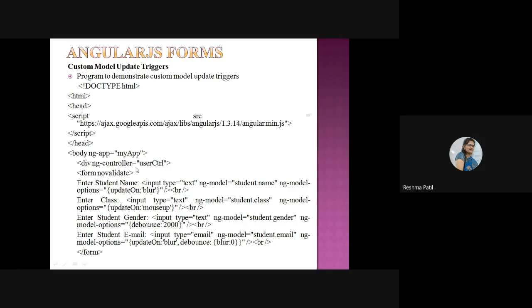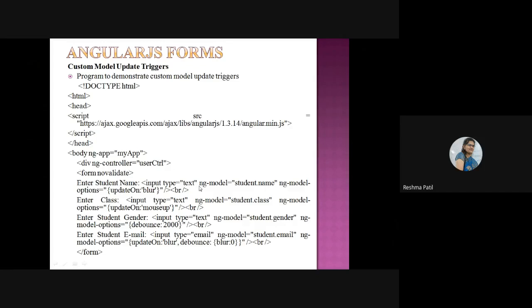Inside this form, I have written novalidate, which means we are not allowing the browser to validate the form. Here we are going to validate the form. So the first input tag will take input as enter student name. Here we are going to enter the student name into this text box.